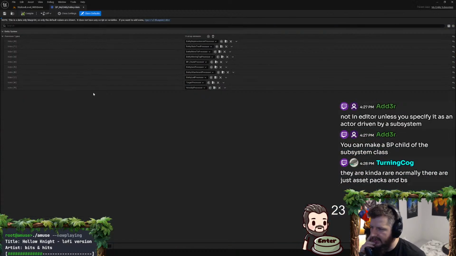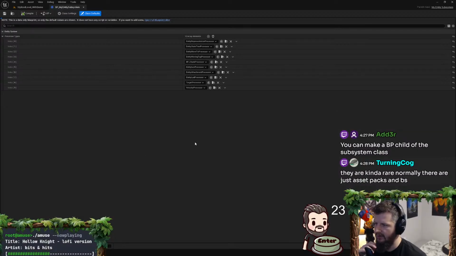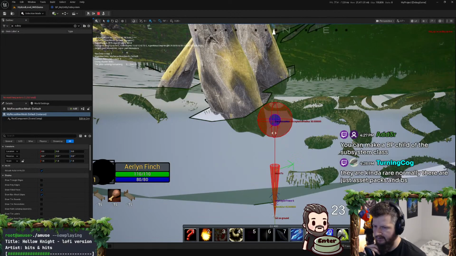I do have the BP child. Is this the same one that's running though? Does it operate off of the CDO? I guess what I would want to know is that if I changed a property in here at runtime, would it actually affect the one that's running? That's, I guess, what I want to know.